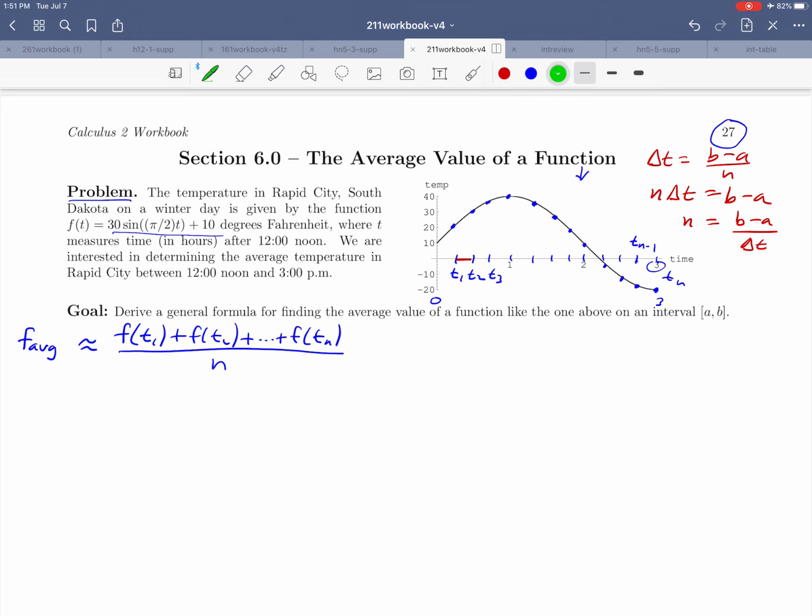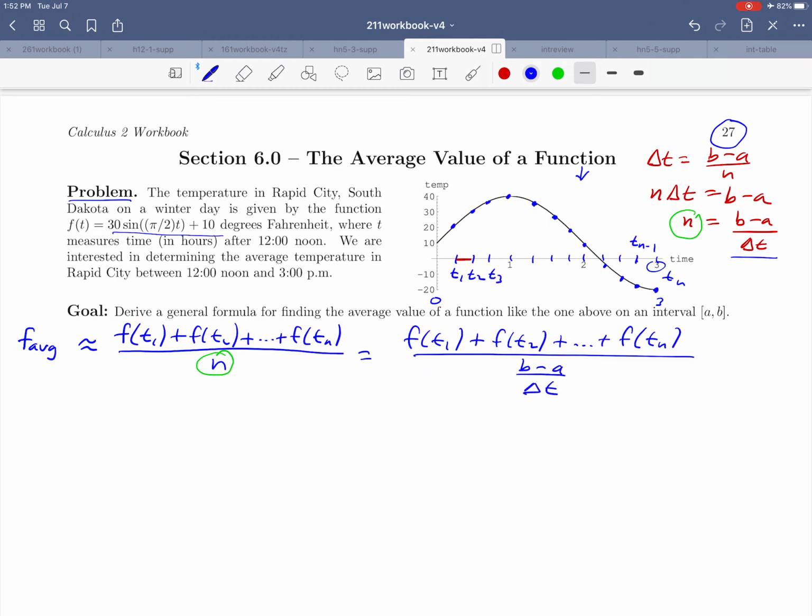Okay, why would we be interested in knowing what the value of n is? Well, n just happens to appear in the denominator of our function over here. So I'm going to go back and substitute in the n. We discovered from above that n is equal to (b minus a) over delta t. So if we do that, we can rewrite our whole expression like this.